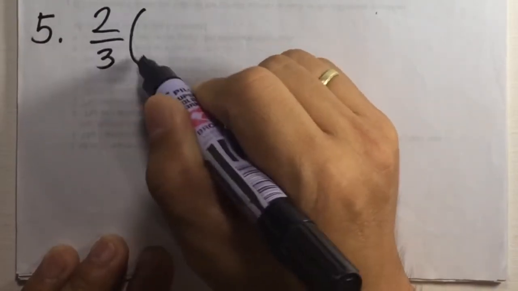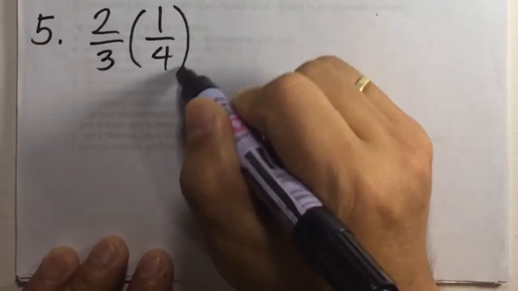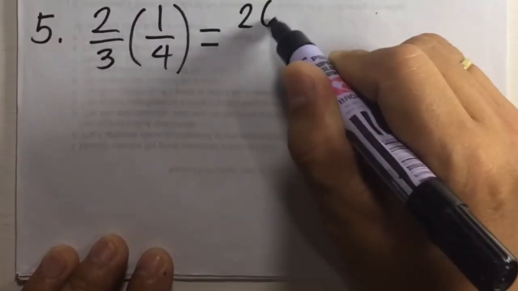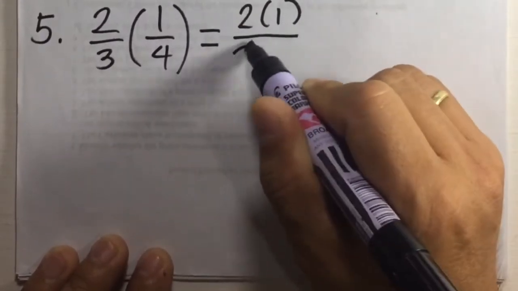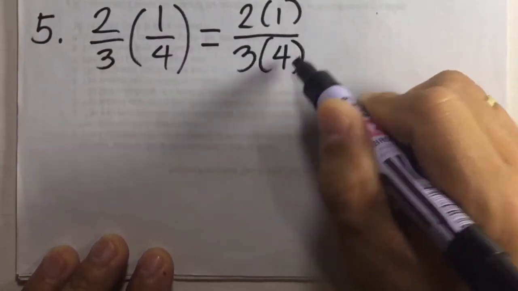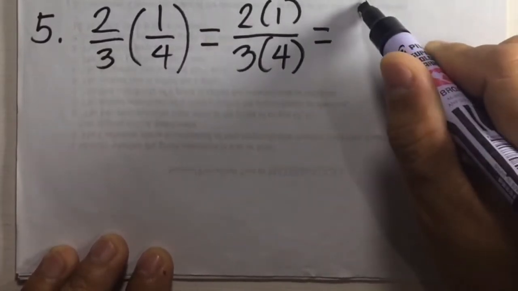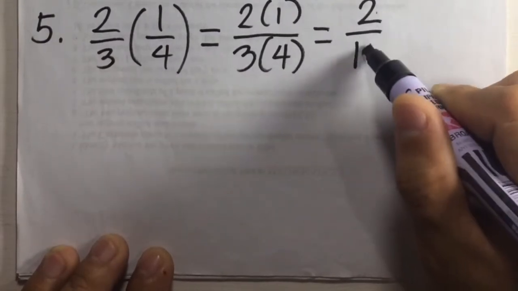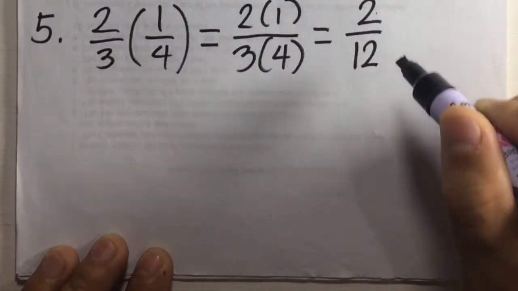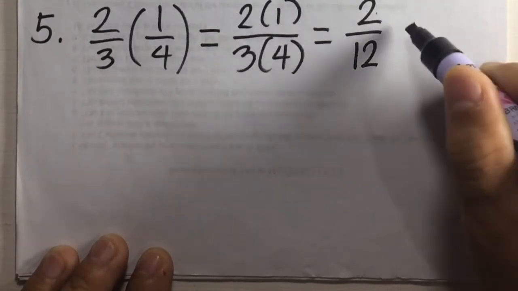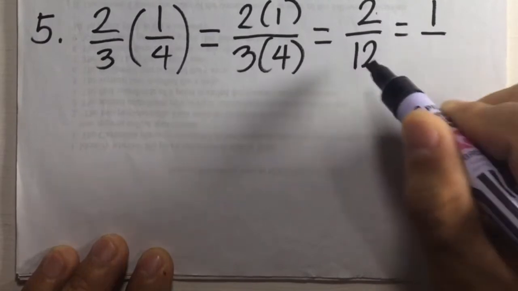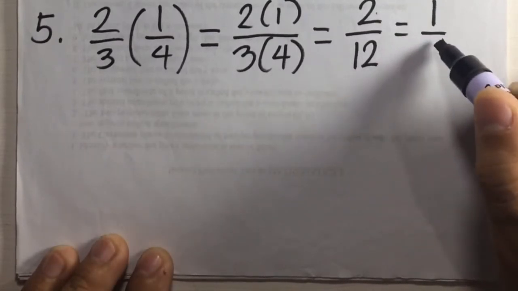So, 2/3 times 1/4. Our answer here will be 2 times 1 over 3 times 4. 2 times 1 is 2 over 3 times 4 is 12. Then this is both divisible by 2. So 2 divided by 2 equals 1, and 12 divided by 2 equals 6.